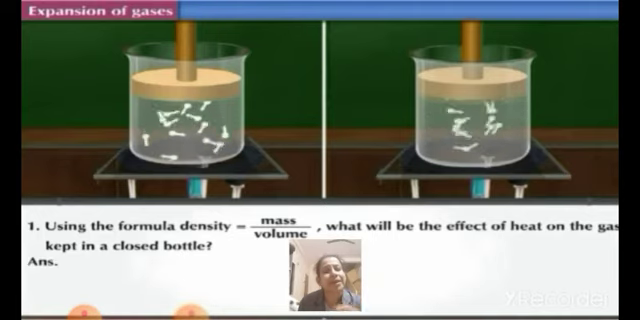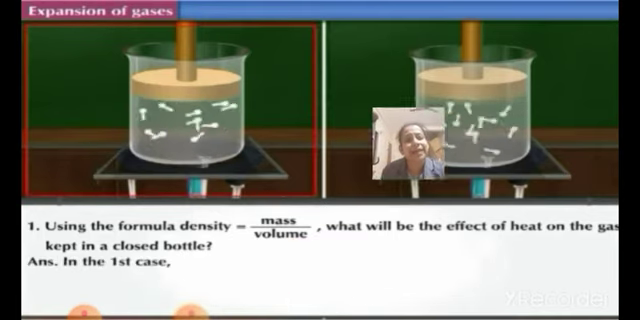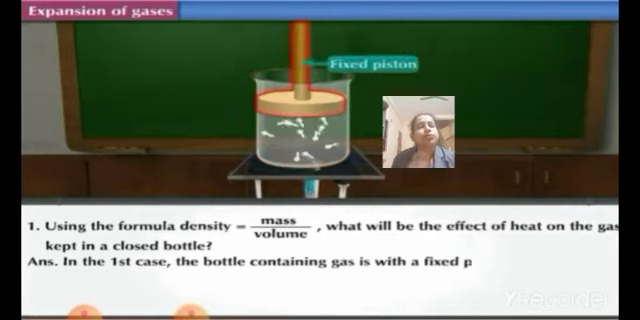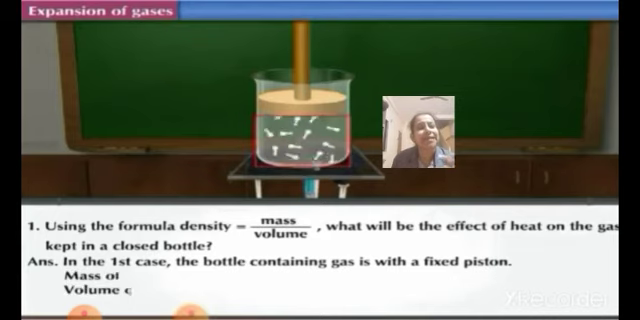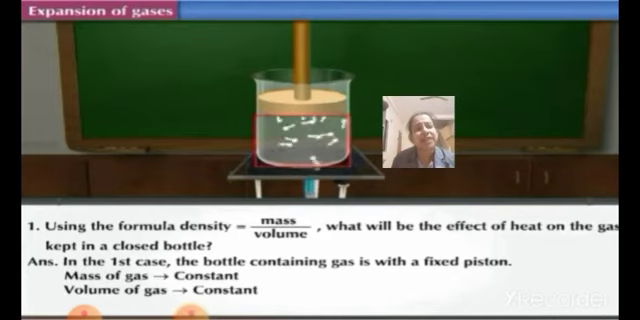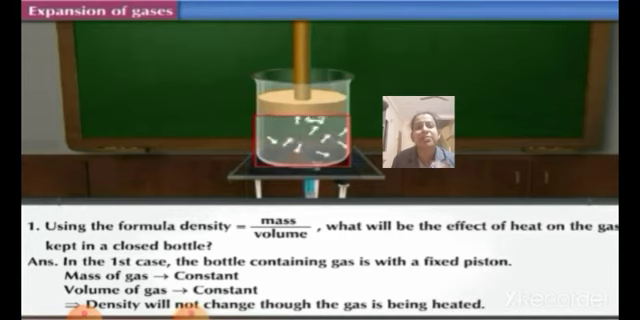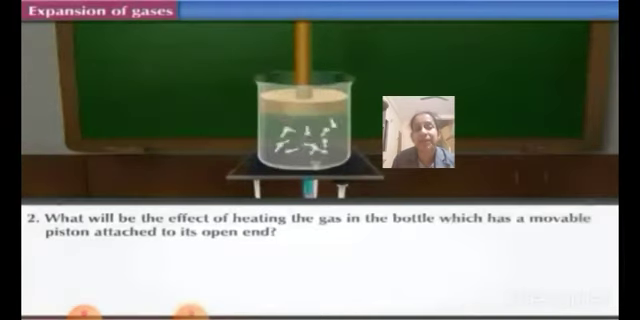When the heat is provided to the gas kept in the closed bottle, what will be the effect? In the first case, with a fixed piston containing gas, the mass of the gas as well as the volume of the gas remain constant. It will not change, and density also will not change though the gas is being heated, but the pressure may increase.